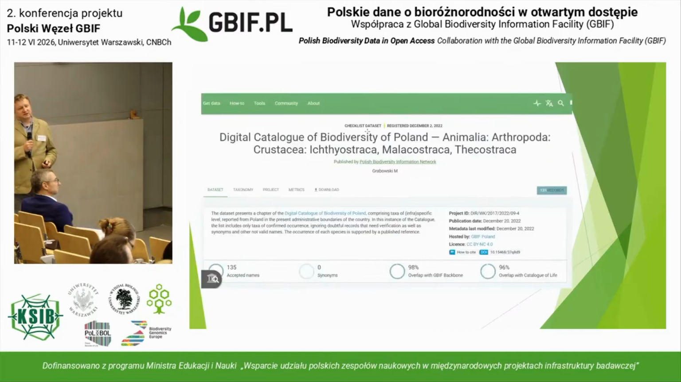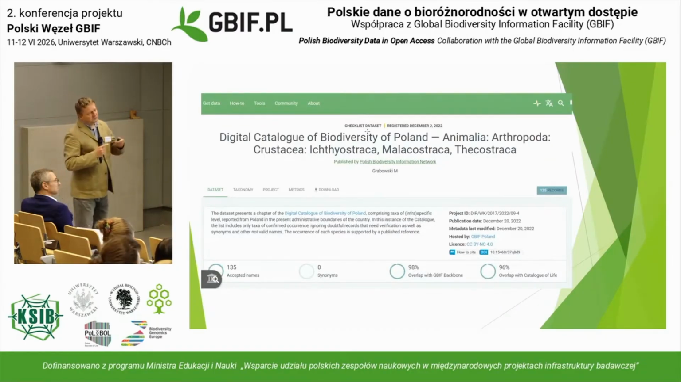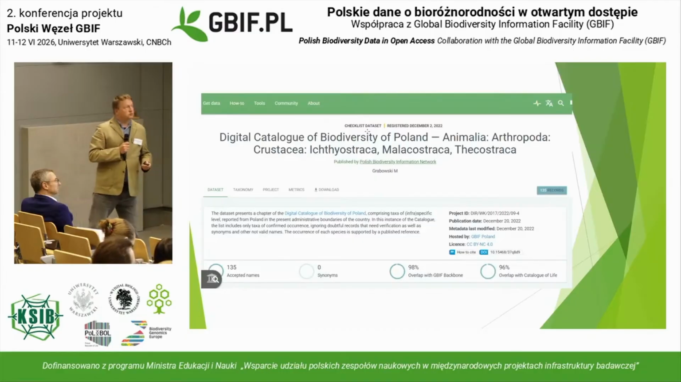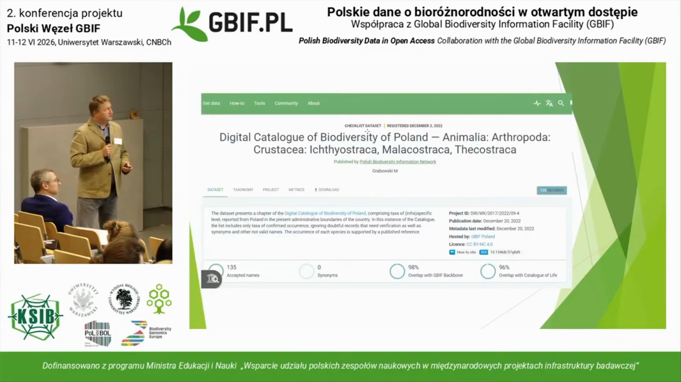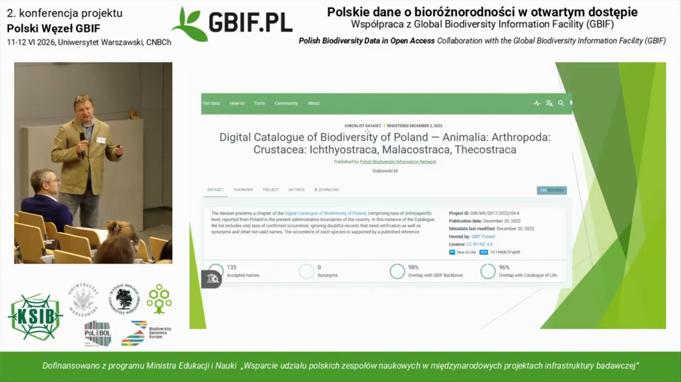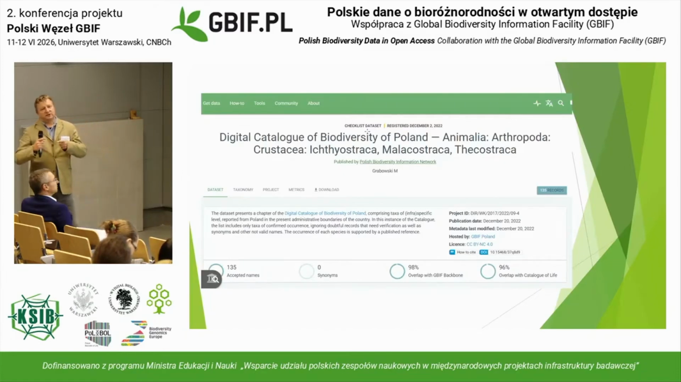And the recent thing that we are working on, together with the Polish GBIF node and also with the Polish Biodiversity Information Network, is to link the data from the digital catalog of biodiversity of Poland with the DNA barcodes that are coming from Poland.